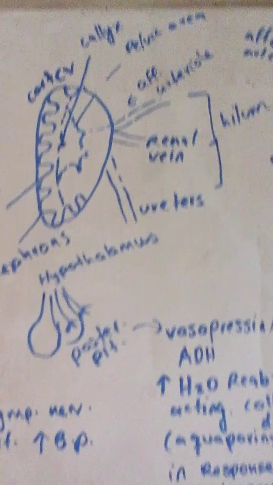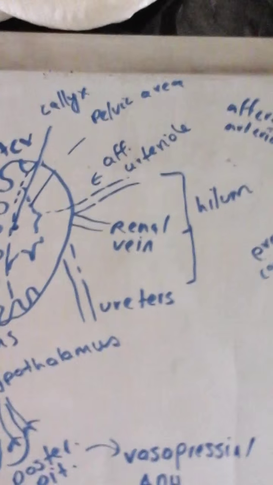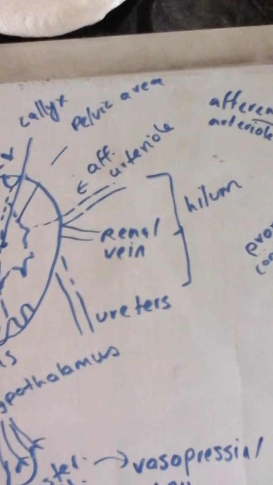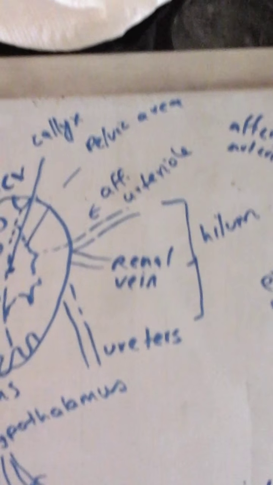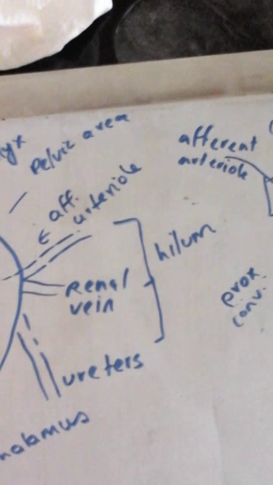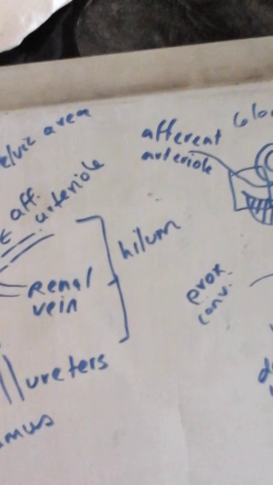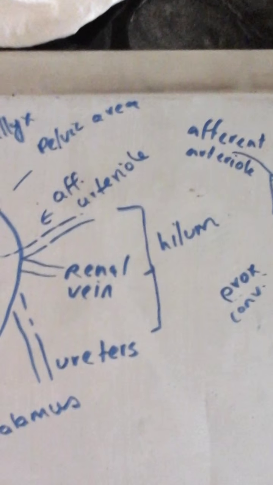We're going to be talking about the kidneys. The first thing we have to notice is that the kidney is composed of an outer cortex and a medulla. The nephrons are in the medulla and the cortex. There's also a calyx that stores urine. We have a pelvic area where urine passes. And we have the hilum, which is composed of the afferent arterioles, the renal veins, and the ureters.